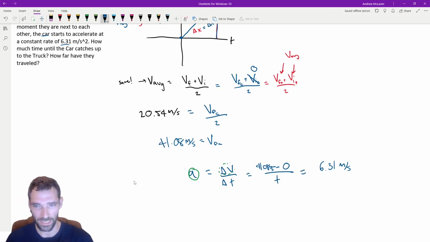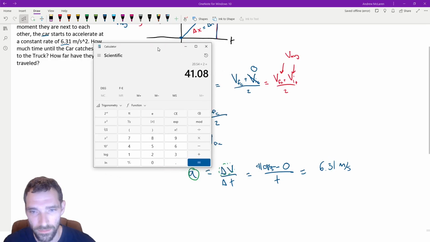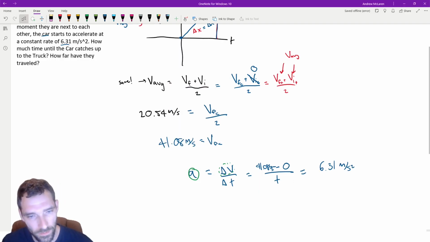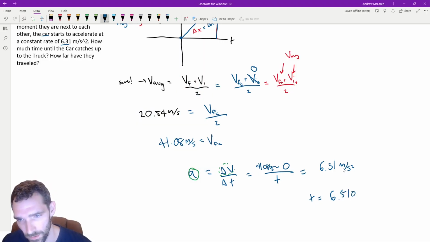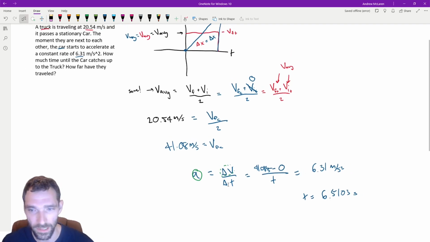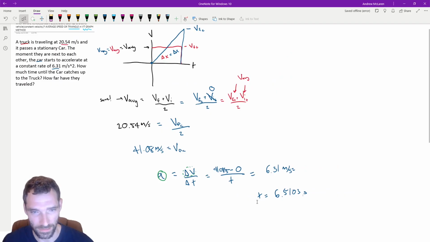We just need to figure out how much time we need to pass at that rate of acceleration to get up to 41.08. So we take 41.08, you can see that we've just got to rearrange and get that down here and the time up there. So we just divide that by 6.31 meters per second squared, and we get this is going to take 6.5103 seconds, and we're going to have to round it to our sig figs, but that's how much time it takes for this thing to get going up to that speed.